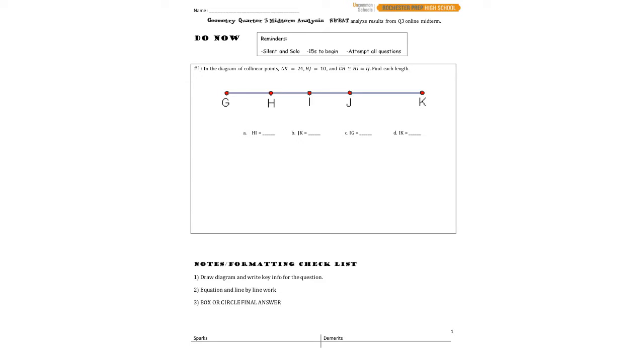All right, so right away I see GK is 24. GK, the whole line, is 24. All right, HJ is 10. And then the really important information is these three segments are equal. G to H is equal to I to H, and that's equal to JI. So since all those are equal, I see that that 10 line is cut in half.